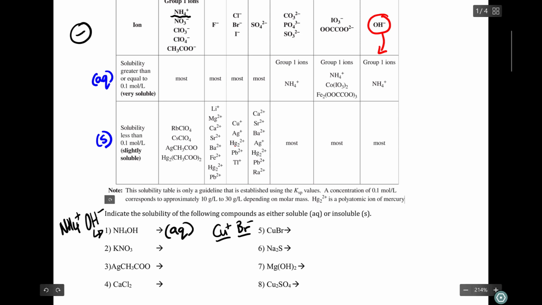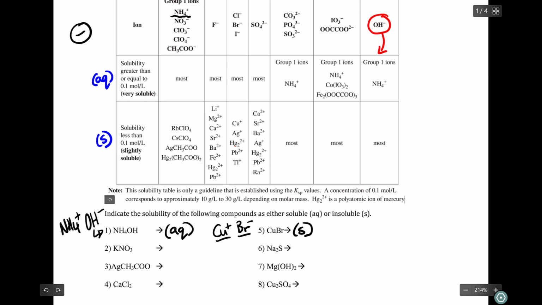I go to the top of my solubility table. I check for copper plus or bromide. I'm really focusing on bromide because this is all negatives almost. Here's my bromide. I go down. It's soluble with almost everything, so they just say most. They can't list everything. I continue to look down. Oh, look, there's copper 1. So if it falls in this row, which it has, here's copper 1. That is insoluble, and I would say it's solid.